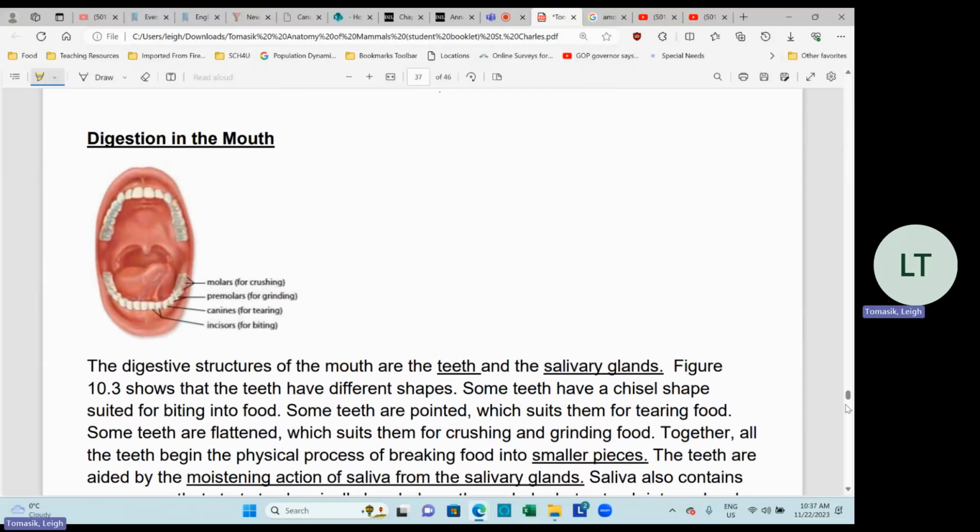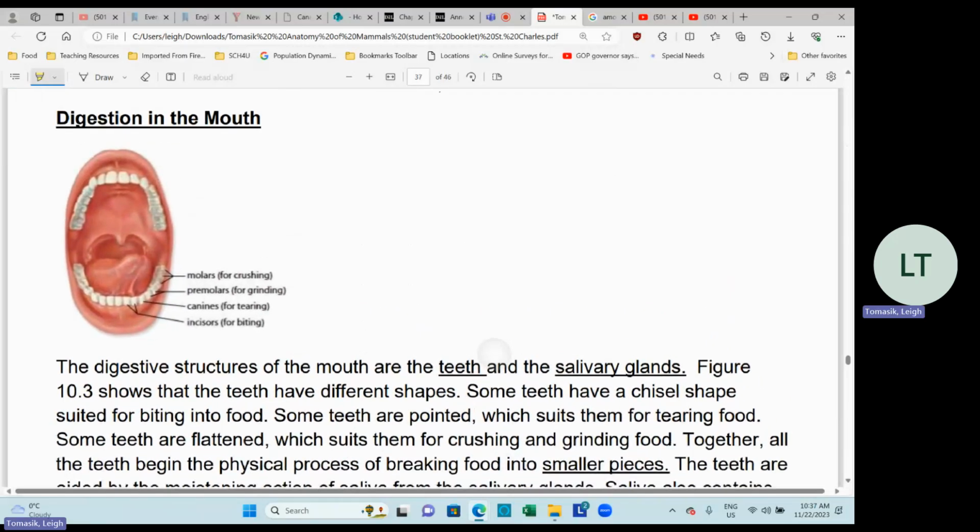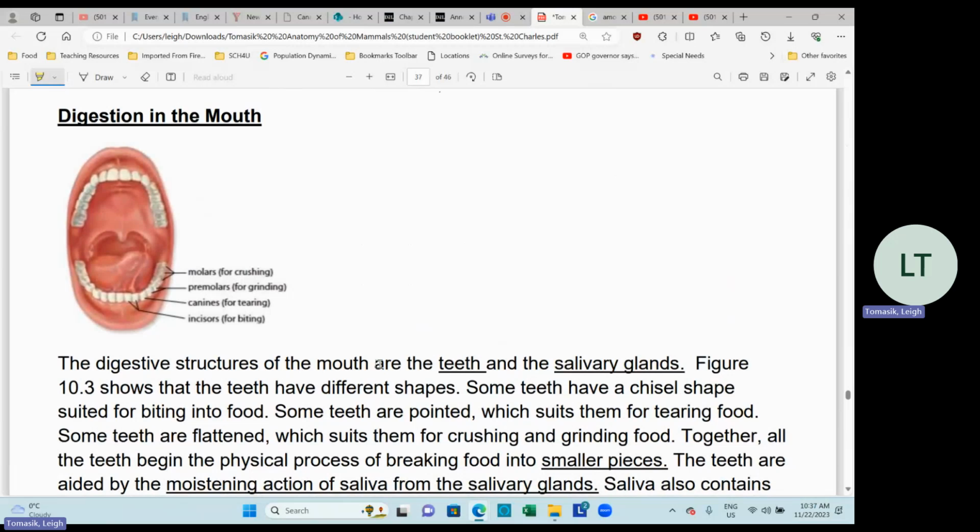So let's take a look at digestion in the mouth. Okay, so here I have a somewhat pretty diagram of a mouth, and this shows the different types of teeth. The digestive structures of the mouth are the teeth and the salivary glands. Teeth are for physical digestion, and salivary glands are chemical, and this is because they have an enzyme called amylase.